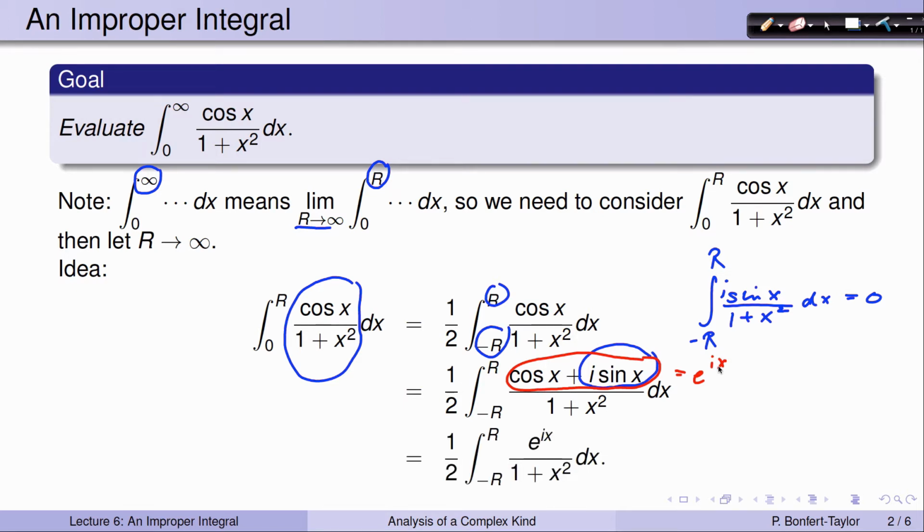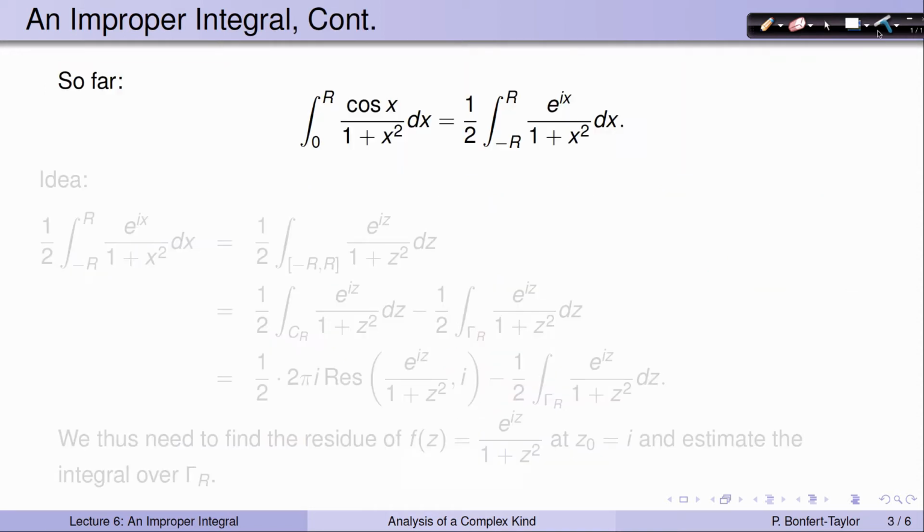So instead of finding the original integral from 0 to R of cosine x over 1 plus x squared dx, I might just as well find 1/2 times the integral from negative R to R of e to the ix over 1 plus x squared. Here's the next idea. This integral from negative R to R of e to the ix over 1 plus x squared dx can be written as a complex contour integral, namely as the integral over the line segment from negative R to R of the function e to the iz over 1 plus z squared dz.